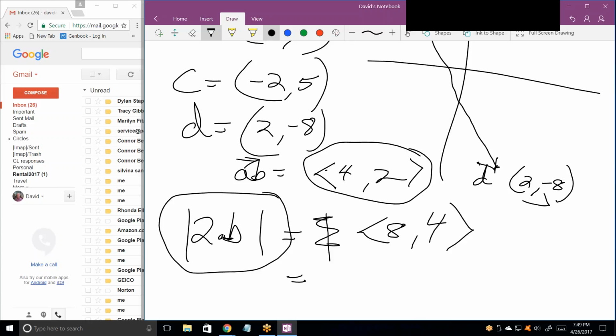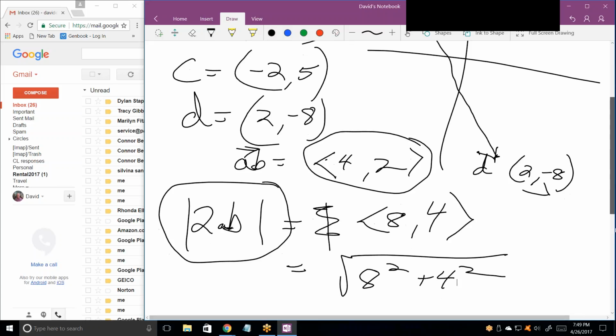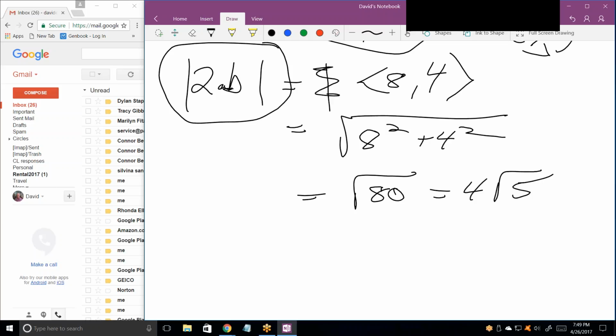Now, what's the magnitude of that going to be? 8 squared plus 4 squared. So it ends up being the square root of 80, which is 4 root 5. There you go. Not bad. What else?